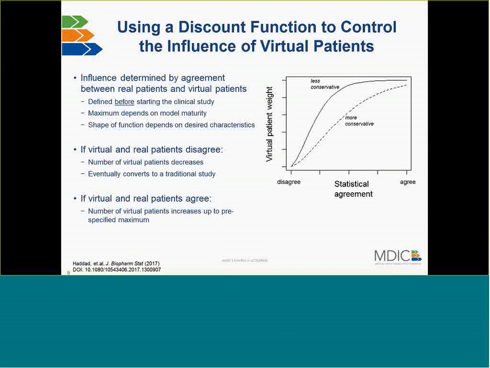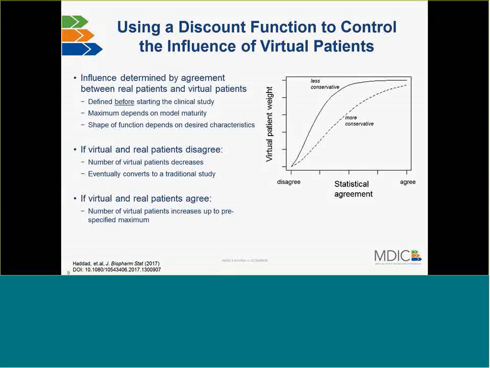But you actually have a function, we're calling it the discount function, where you let the statistical agreement between virtual patients and real patients determine how much weight it has. So you can see a couple of examples in the figure there. And the shape of that function determines how conservative you are in terms of that agreement. So in the case of a less conservative function, you might keep the virtual patient weight until you start to see really strong evidence of disagreement.